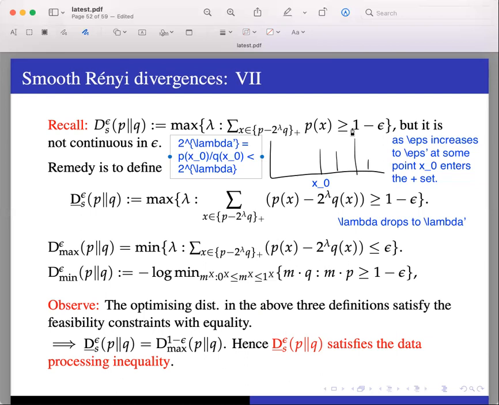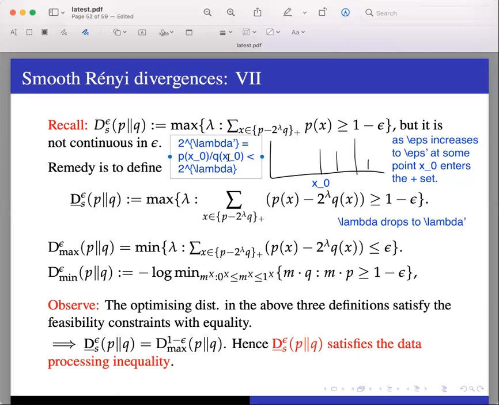Okay. But the moment epsilon enters the plus set, there's a discontinuous drop of lambda to lambda prime, because the smallest ratio of the likelihood is now determined by x0, which is 2 to the lambda. So is this part clear? Why there's a discontinuous drop in d epsilon s?